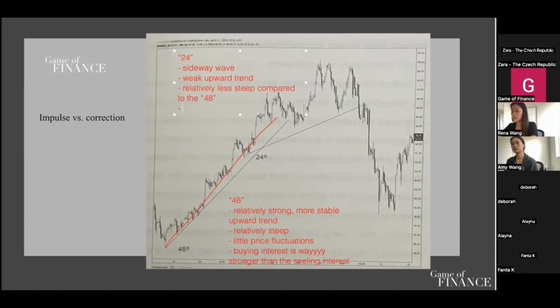And then there are big fluctuations, and the selling and buying interest are relatively the same. And if we look at this whole thing, the opening price and closing price are similar. All right, so that summarizes the plot.